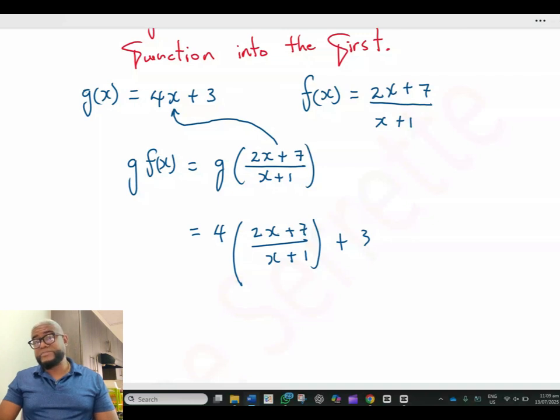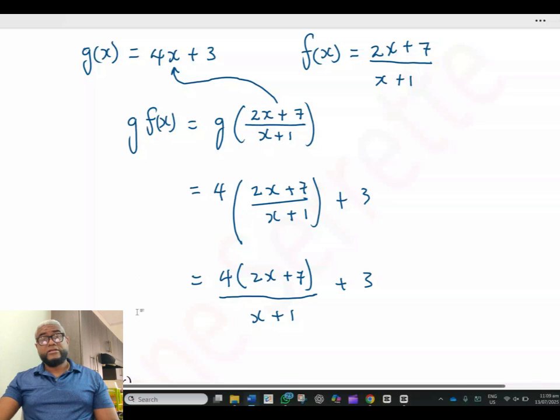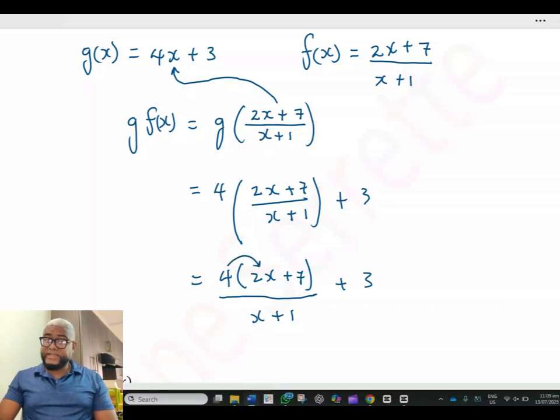This 4 is actually going to multiply by just what is on top here. So this will be equal to 4 by 2x plus 7 all over x plus 1, plus 3. The 4 that is outside the brackets will just be multiplied by what is on top. Remember how to multiply into brackets: the number in front of the bracket must be multiplied by everything within the bracket. So let's go.